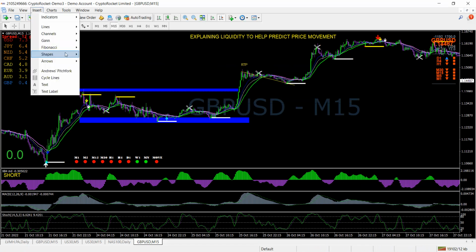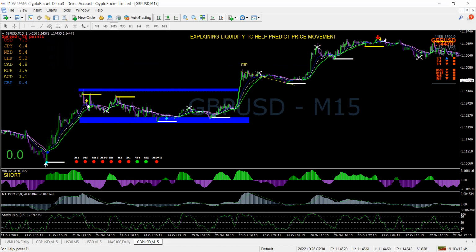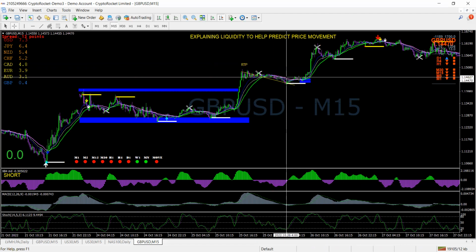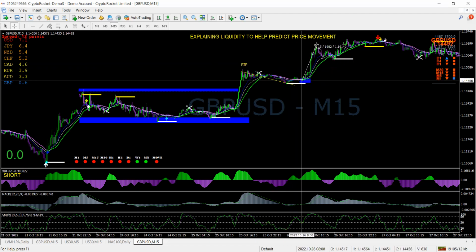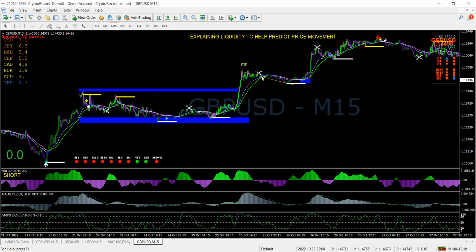Your entries are going to be in this area here, right? Before price breaks above the RTP. That way you can enter that trade with minimal drawdown and go straight up, all right? Now notice we did the same thing again. We broke structure, all right? So now we've stopped out these sellers, right?